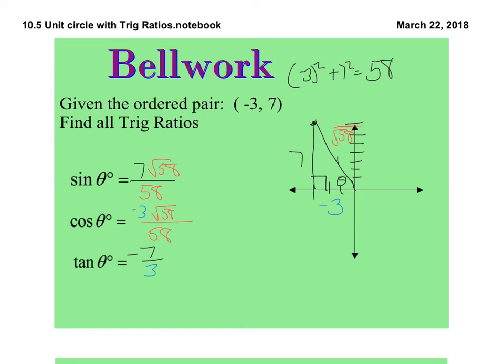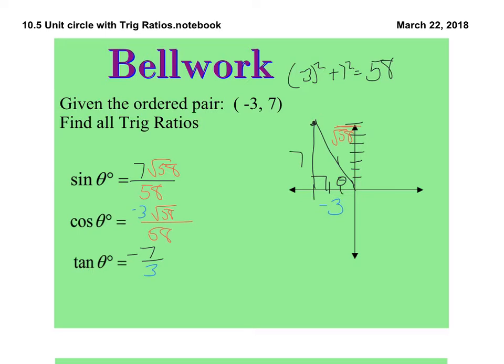Okay, welcome to 10.5, which is a unit circle with trigonometric ratios. I've already worked out our bell work here. A couple things to note again when we're drawing our reference triangle on a coordinate axis. I give you your ordered pair. You want to find that first.